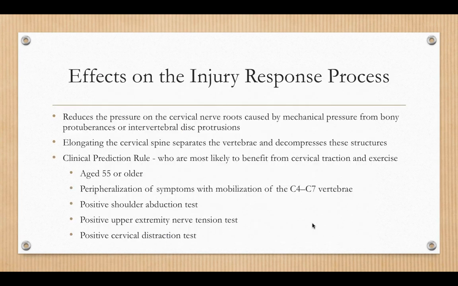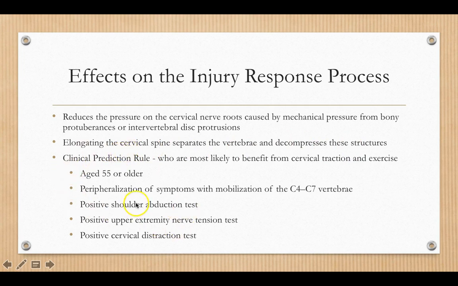So, cervical traction's effect on the injury response. It reduces the pressure on the cervical nerve roots. Research has shown that. That causes the mechanical pressure from the bony protuberances or those intervertebral disc protrusions. We can elongate the cervical spine to separate the vertebrae and decompress those structures.